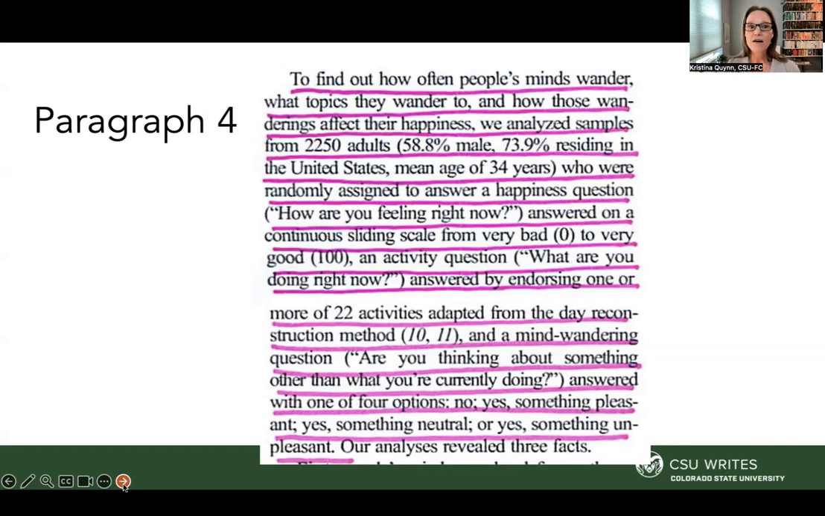2,250 adults who were randomly assigned to answer a happiness question, answered on a continuous sliding scale from very bad to very good, an activity question answered by endorsing one or more of 22 activities adapted from the day reconstruction method, and a mind wandering question about something answered with one of 4 options: No, yes, something pleasant, yes, something neutral, or yes, something unpleasant. Okay, so that's all of their methods and what they're describing of what they did.